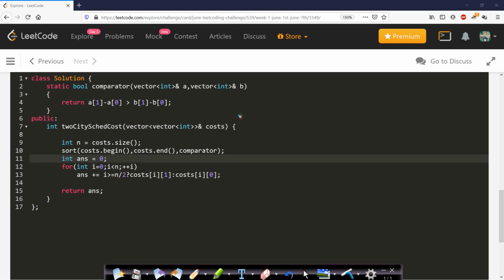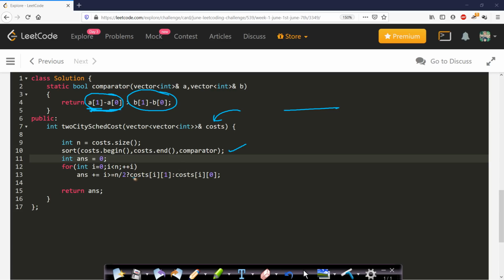So this is a simple code where we are given the cost array, and then we are basically sorting this cost array based on the profit margin. The profit margin is calculated by A at 1 minus A at 0. So this is profit for candidate A, and this is profit for candidate B. If profit of candidate A is more, then it should come above candidate B. Okay, so I hope you understood the sorting logic.